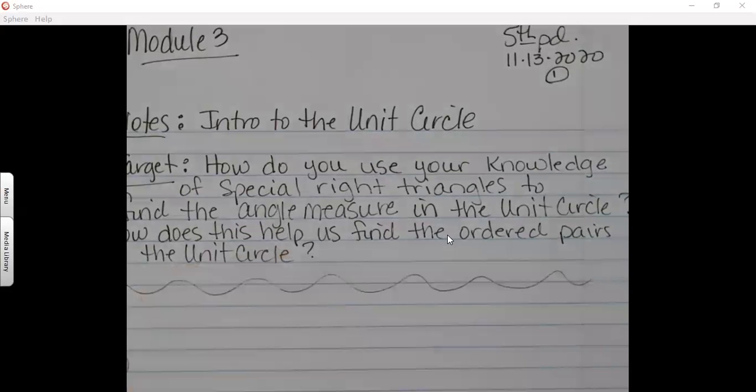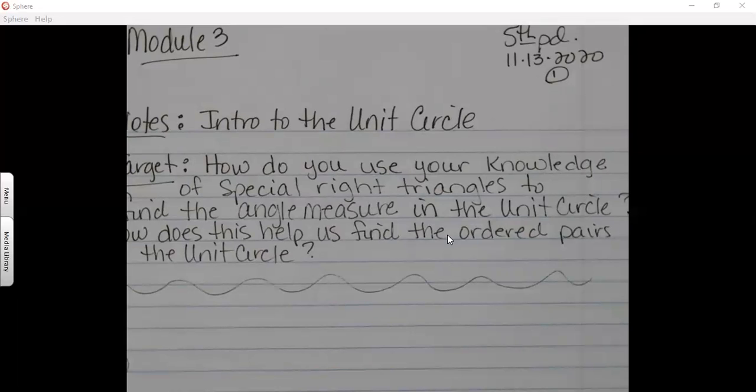Okay, y'all remember special right triangles from geometry? Anybody give me an example of a special right triangle? How about a 30, 60, 90? It's a right triangle that has a 30-degree angle and a 60-degree angle, as well as a 90-degree angle. How about a 45, 45, 90? Remember those? Okay. Y'all remember SOHCAHTOA?